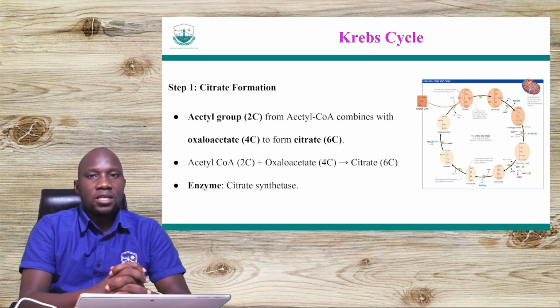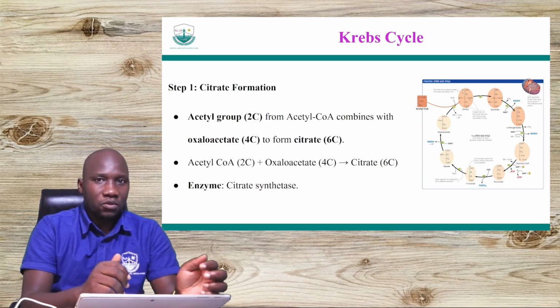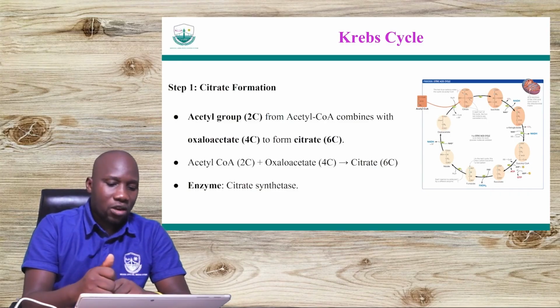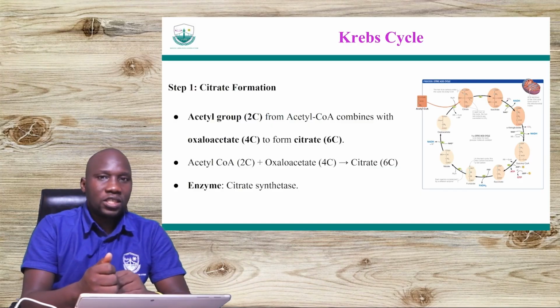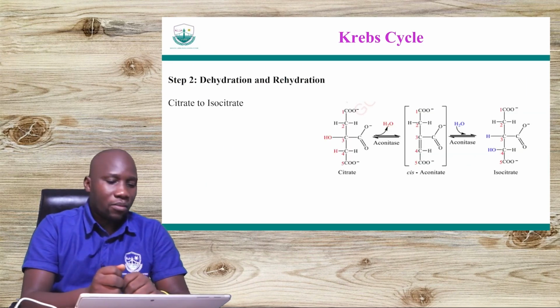So the first step of this Krebs cycle involves the formation of citrate, which is a 6. I think the name also suggests citrate, 6 carbon atoms. The enzyme involved there is what we call citrate synthetase. Citrate synthetase is the enzyme there.